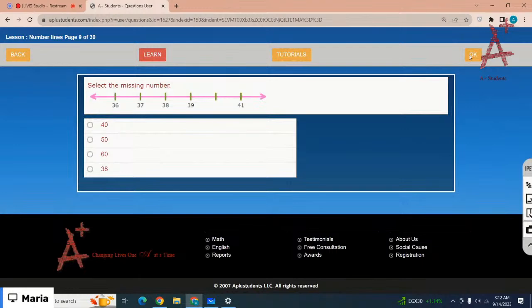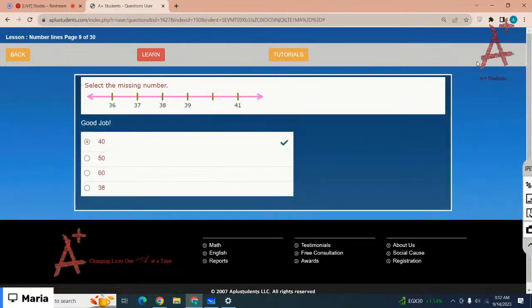Select the missing number. So, which number is missing? Yes, the missing number between 39 and 41 is 40 because in counting right after 39, the next number is 40, right?